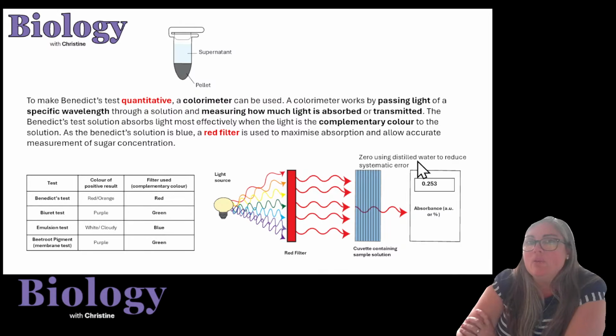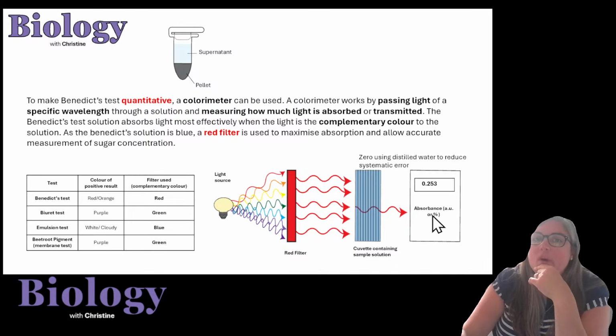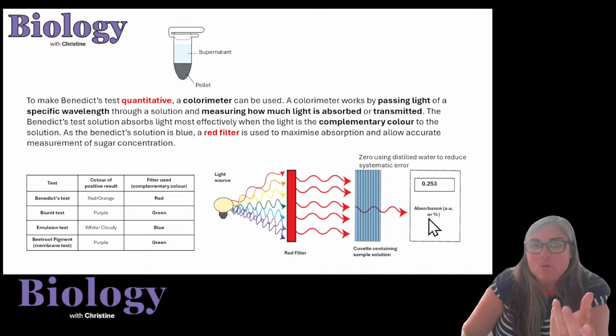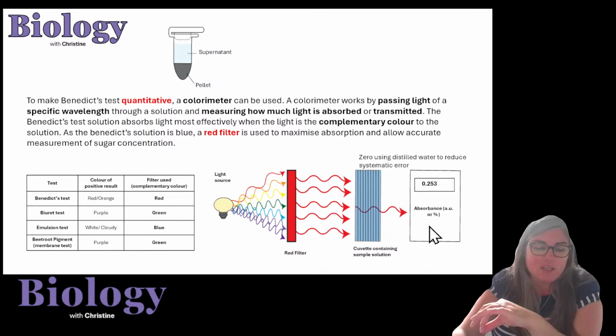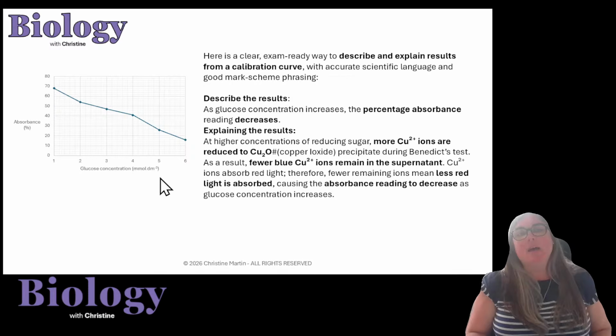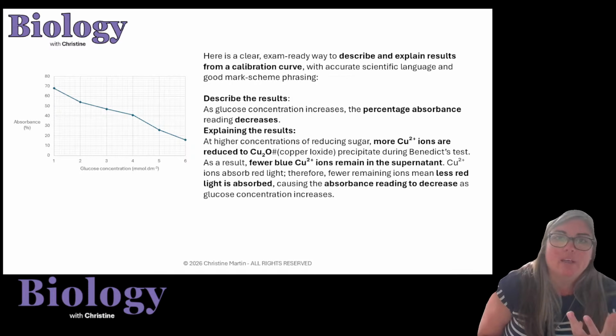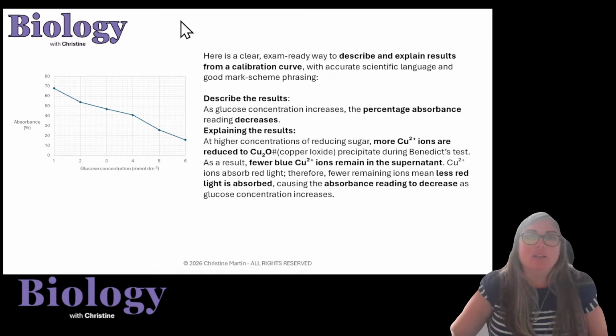Obviously, you need to zero so that you can reduce the systematic error and know whether you're using the absorbance reading or whether you are reading the transmission. So if they're going to give you a calibration curve, make sure you know how to describe and how to explain, okay?